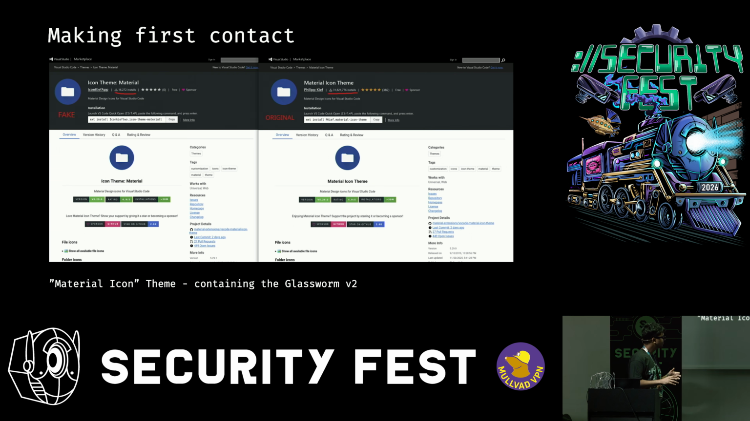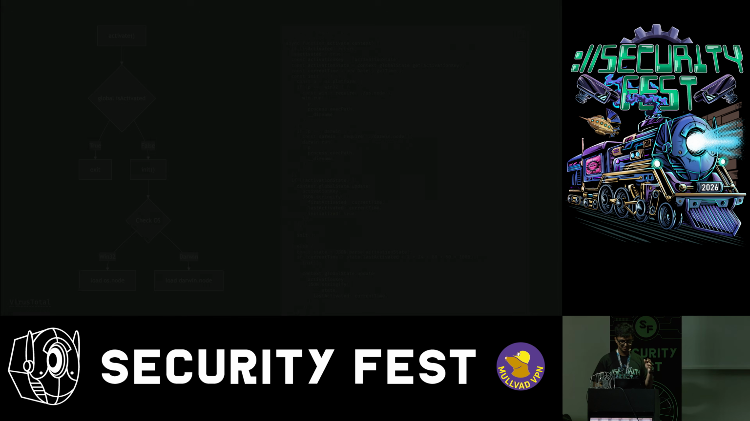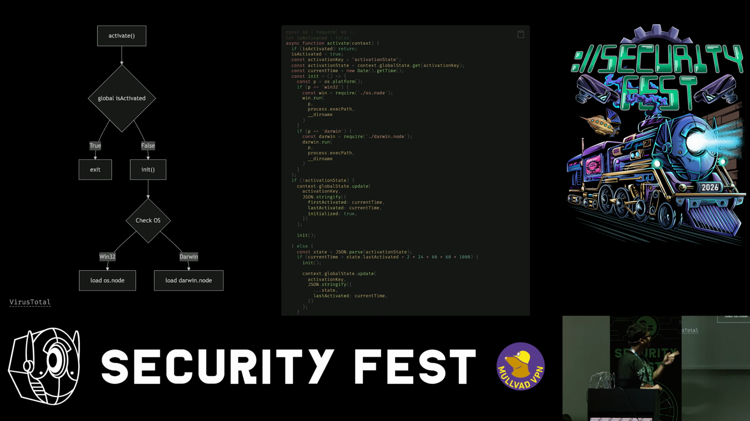So we saw this extension in the wild, and everybody is familiar with Material Icon Theme. Anybody who has spent time trying to customize Arch Linux knows that we use Material Icon Theme a lot. And they were like, you know what? Icon Theme Material. It's like they're speaking in Yoda when creating malware, right? And this had something really interesting. This had GlassWorm version 2 payloads.